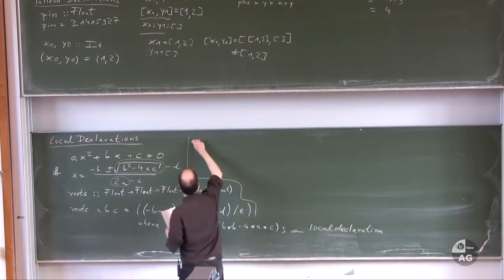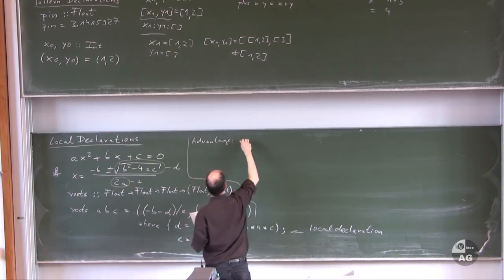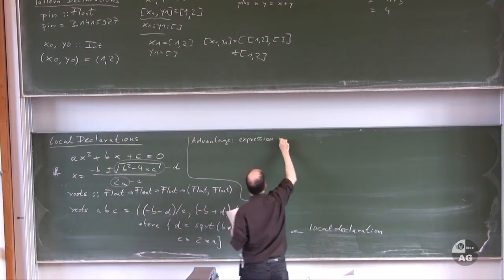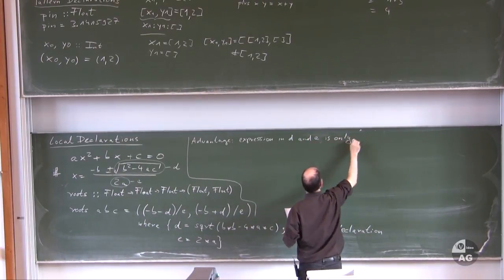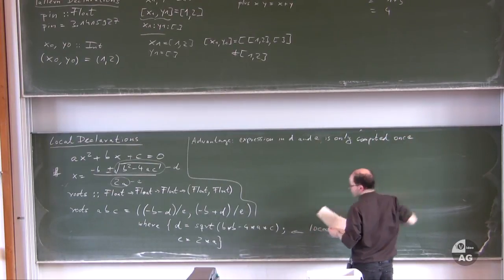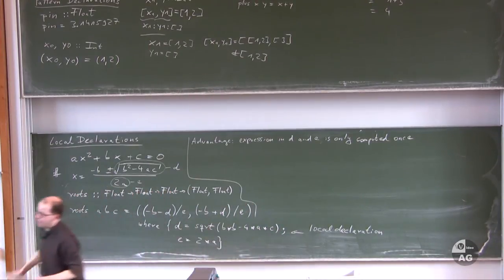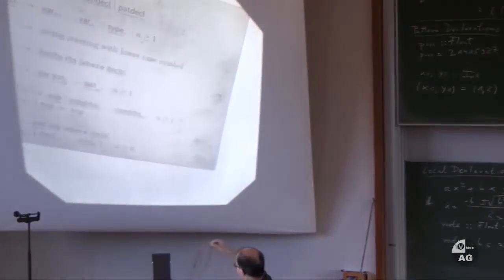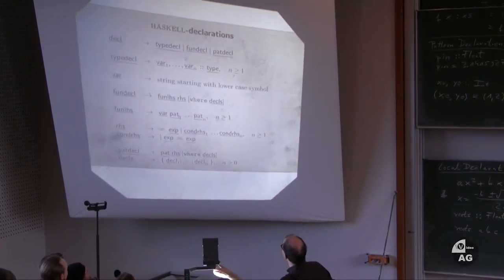Okay, so what is the advantage? The advantage is that the expression in d and e is only computed once. So what we can do now is we can extend the syntax of Haskell declarations. We have to do this anyway because this is no longer readable.